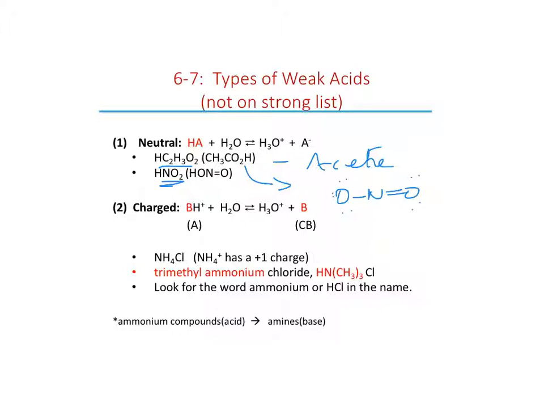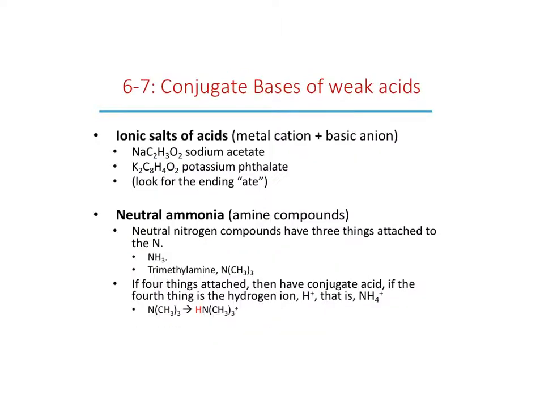And another weak acid are a family of charged ions that come from conjugate acids of amines. So ammonia reacts with acid to make ammonium ion. It's a relatively weak acid. Likewise, trimethylamine reacts with protons to form trimethylammonium ion, and it's also a weak acid.